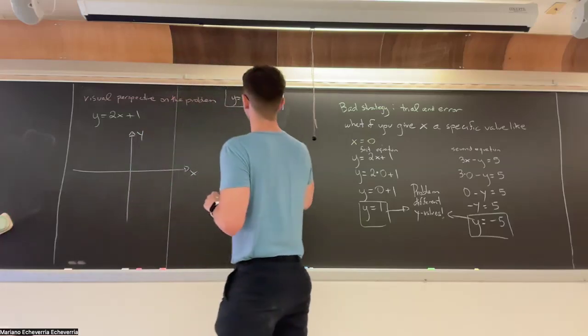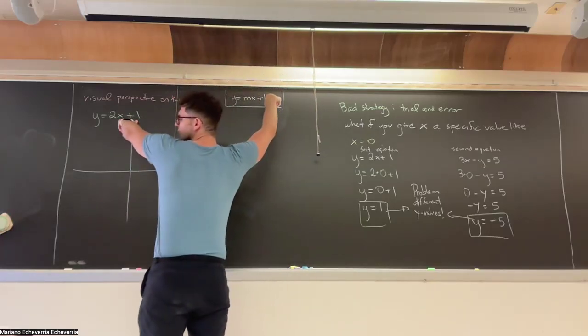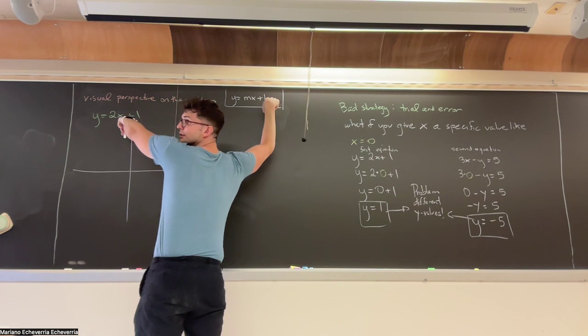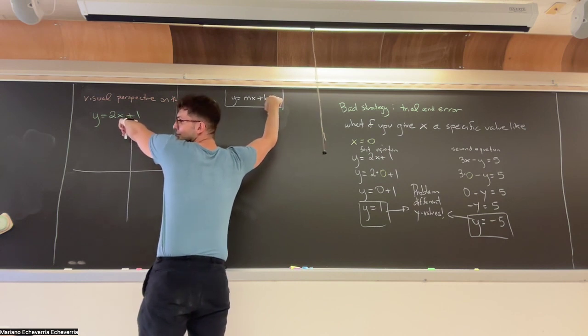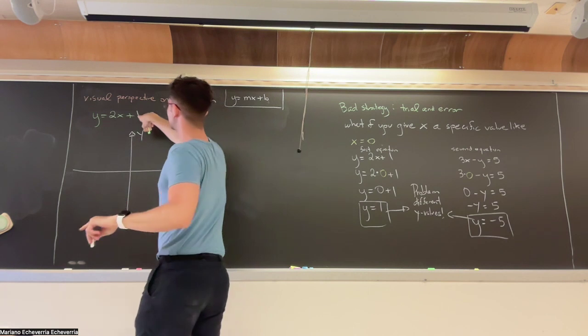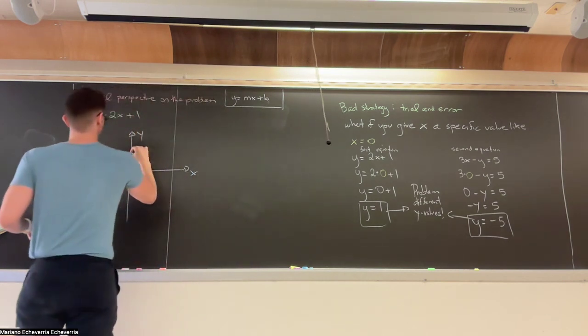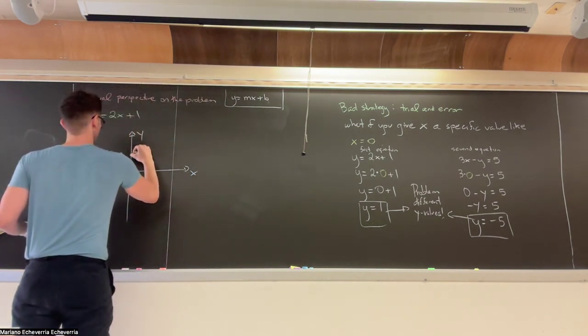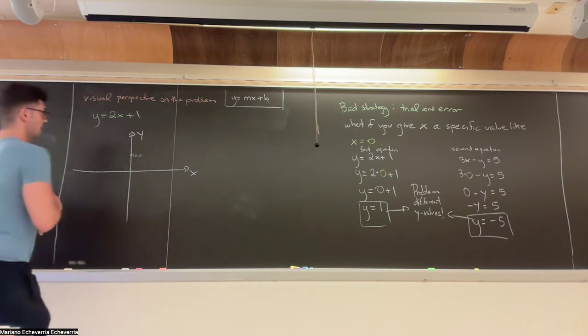So what's going on here? Remember, b is what you refer to as the y-intercept. That is where the line crosses the y-axis. So in this case, it's at 1. So here you have (0, 1). This is where the line passes.